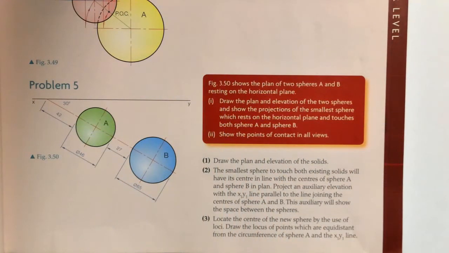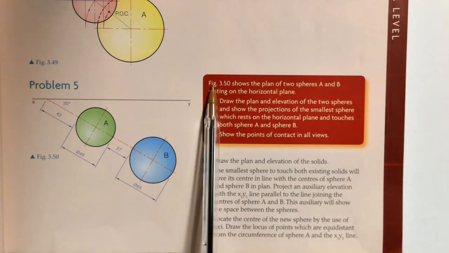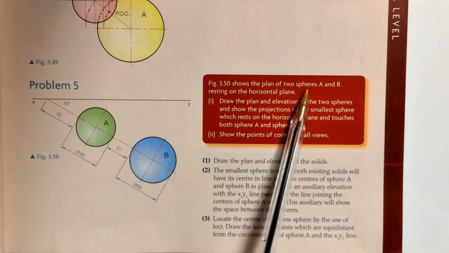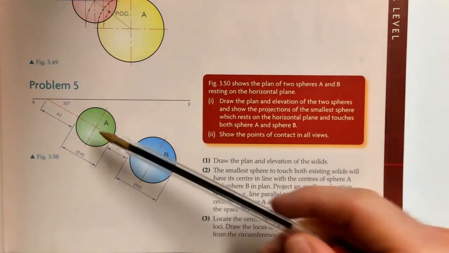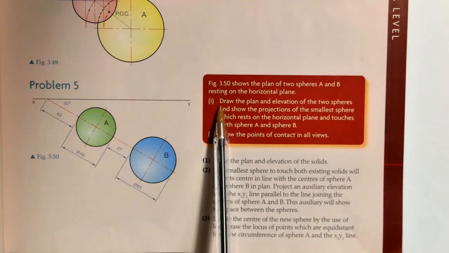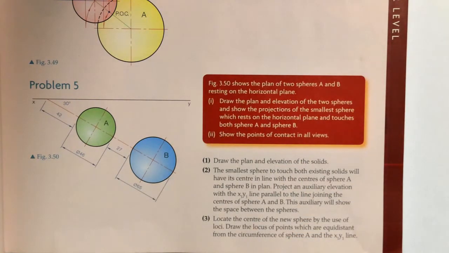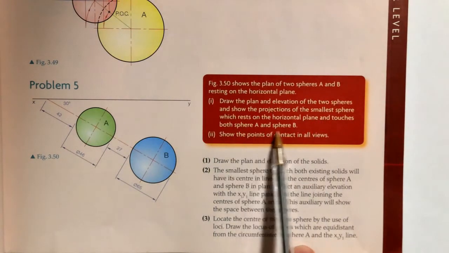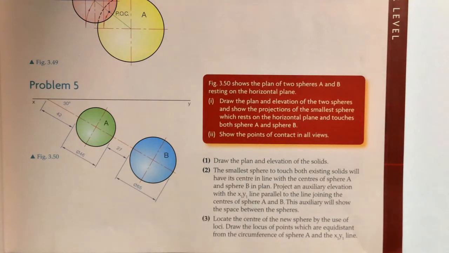Hi folks, so the next question we're going to be doing is another solids in contact question, and it is from the Graphics and Design and Communication textbook, page 53. It's problem number 5 on page 53. The problem says in figure 3.50, which is this here, the plan of two spheres A and B are resting on the horizontal plane. So A is resting on the horizontal plane and B is resting on the horizontal plane. Part 1. Draw the plan and elevation of the two spheres and show the projections of the smallest sphere which rests on the horizontal plane and touches both spheres A and B. And then part 2, show the points of contact.